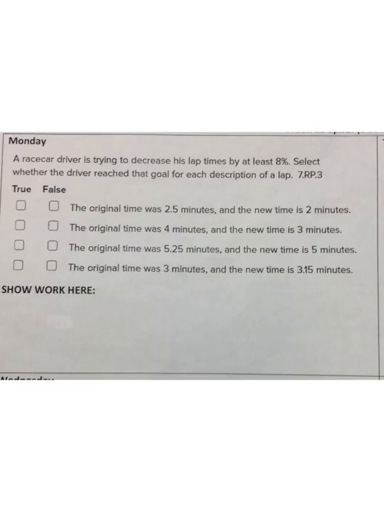First one, the original time was 2.5 minutes and the new time is 2 minutes. True or false? Second one, the original time was 4 minutes and the new time is 3 minutes. True or false? Third one, the original time was 5.25 minutes and the new time is 5 minutes. True or false? Last one, the original time was 3 minutes and the new time is 3.15 minutes. True or false?